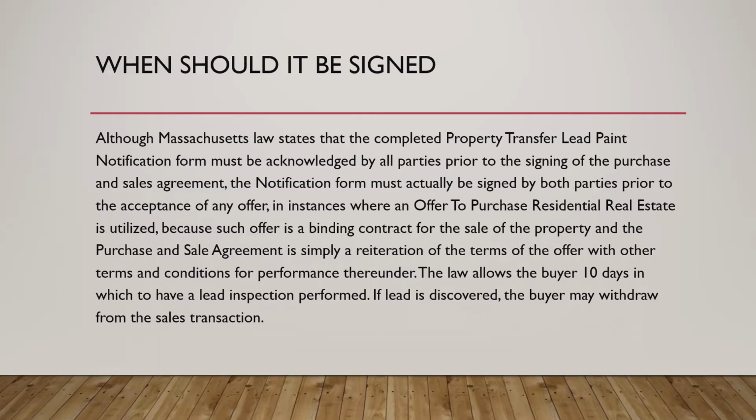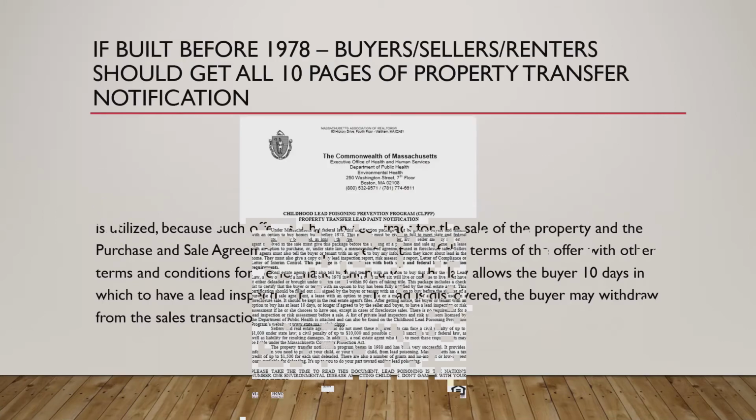The law allows the buyer 10 days in which to have a lead inspection performed. If lead is discovered, the buyer may withdraw from the sales transaction. So in essence, that lead paint form needs to be completed prior to the offer. This is what that 10-page form looks like. If built before 1978, buyers, sellers, renters should get all 10 pages of the property transfer notification.